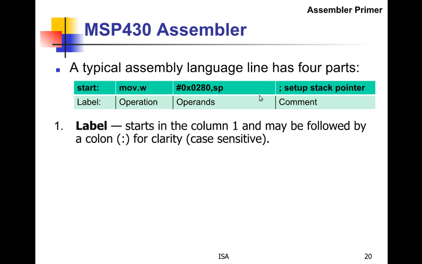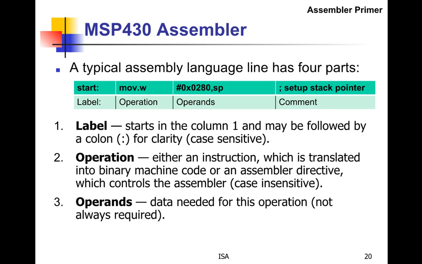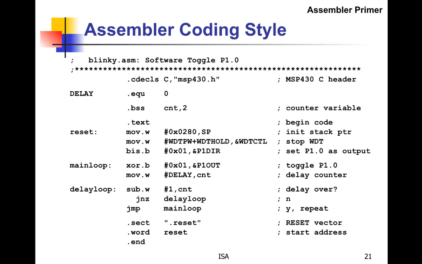So often they put a colon on the end of the labels, and they're in the far left in column 1. Our operation is one of the assembly language instructions, and this whole thing is going to be translated into machine code by the assembler. And the operands are the data needed for the operation. Sometimes they're not required. A comment follows the semicolon.